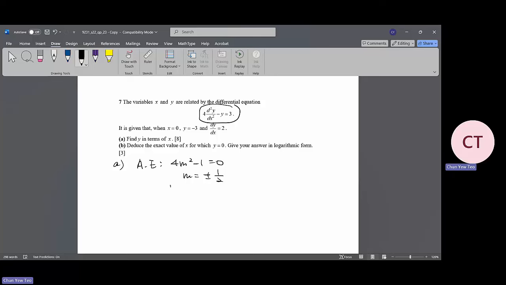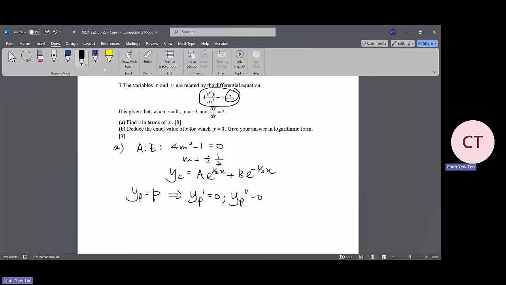So your complementary solution will be yc equals Ae^(½x) plus Be^(−½x). So we go for the particular integral. This is a constant, so for the particular integral we can call this B. Then yp prime is 0, and yp double prime is also 0. So we replace it inside.